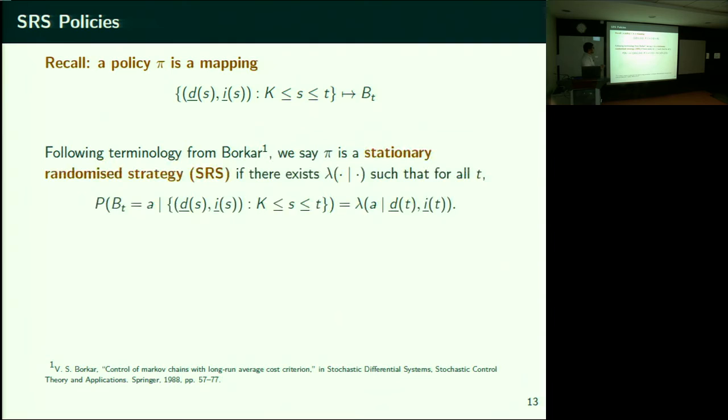So this mapping could potentially depend on the entire past, but the most general class of policies for which a lot of analysis is available is the one where BT is selected depending on the current state only. So BT equal to A, given all the past and all the past BTs, is really selected according to some conditional probability given the current state. Given the current state, which one do you pick?